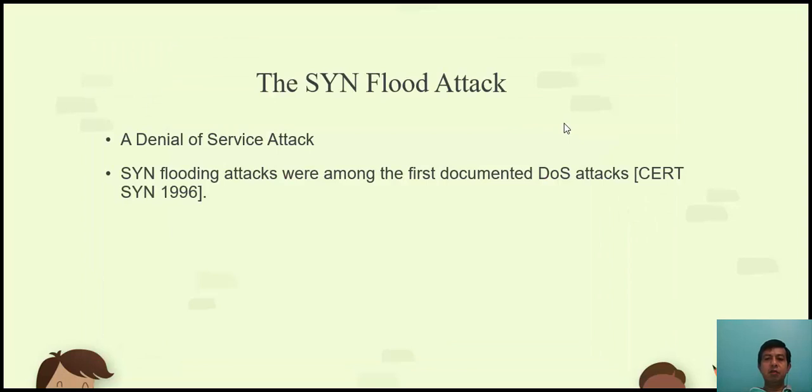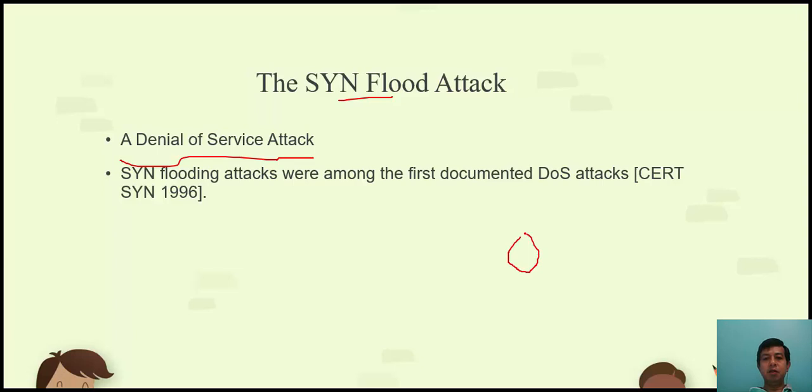Let us also very briefly discuss something known as the SYN flood attack. Now this is a type of denial of service attack. You must be knowing what a denial of service attack is. You might have read some news about denial of service attacks against certain websites. This sort of news frequently appears.